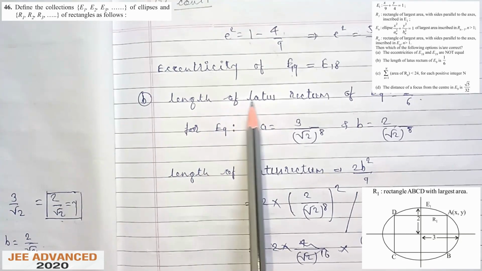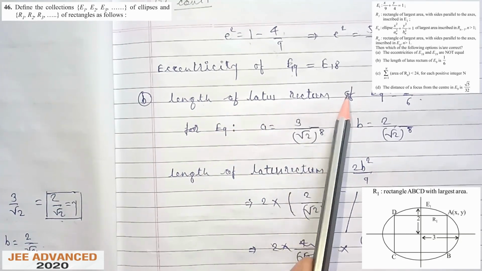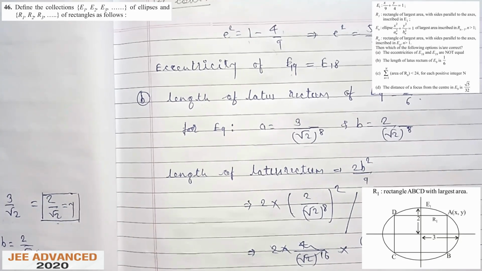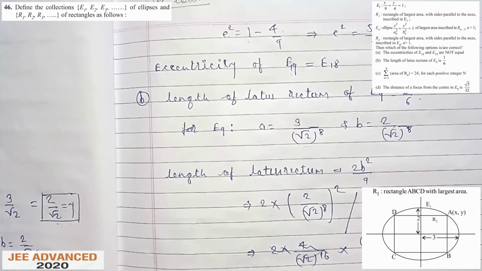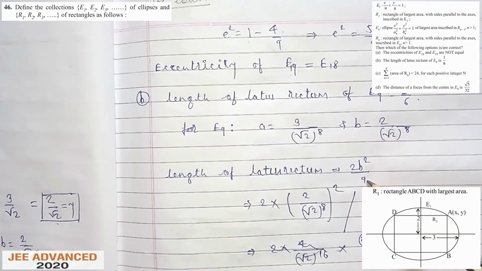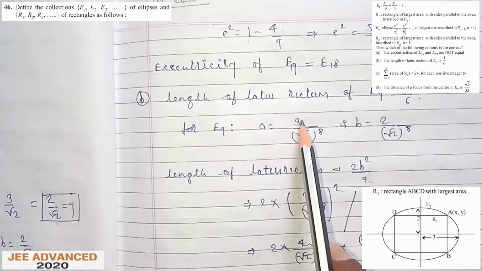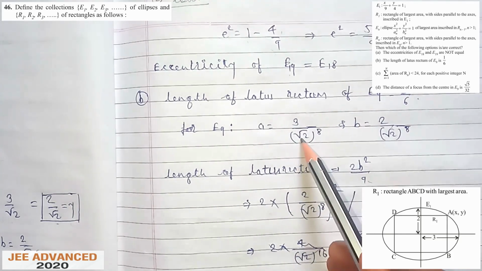Now the latus rectum. We want the length of the latus rectum of E9. The length of a latus rectum can be found by 2b square by a. But a and b will change when we take the E9th ellipse. As we have the E3 ellipse, where a is root 3 by root 2, bracket square.